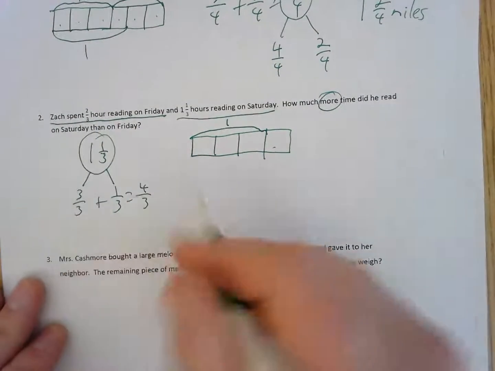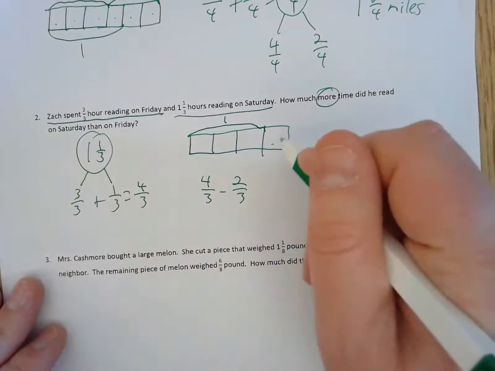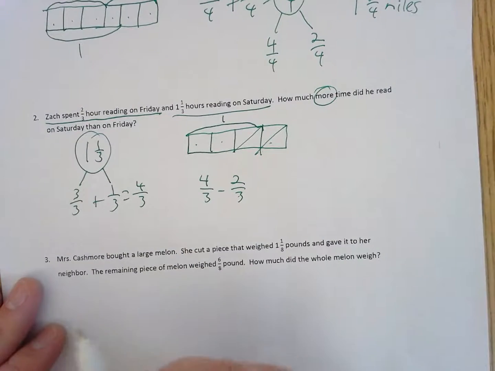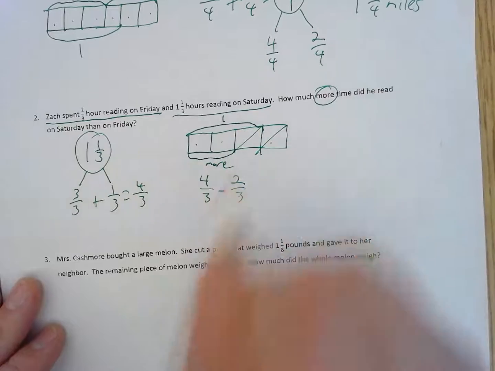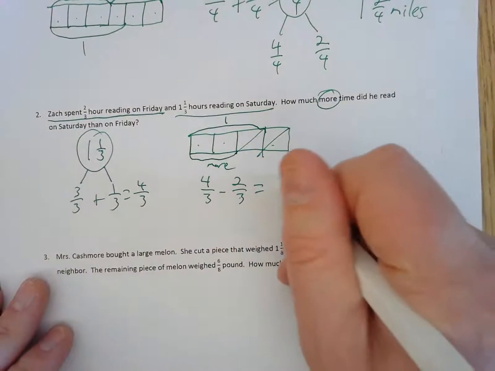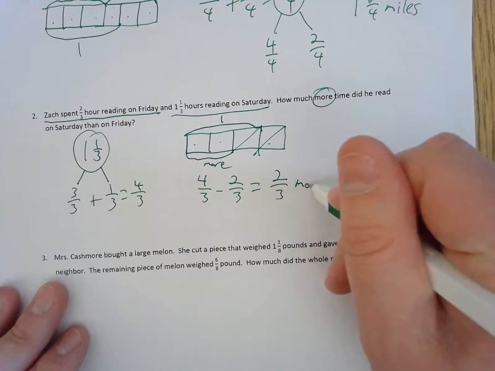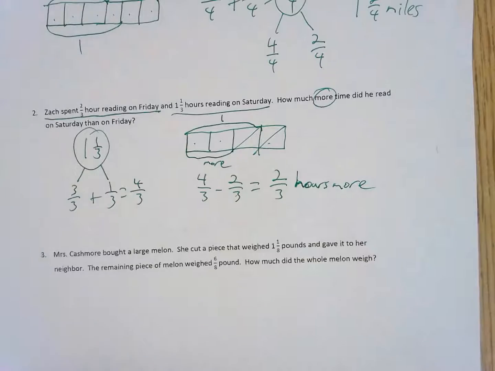So we're trying to find out how much more. So we're actually taking 4/3 minus 2/3. So to get rid of our 2/3, we go 1, 2. And we have 1, 2 left over. So this is how much more. So 4 minus 2 is 2, and we're still dealing with thirds. So 2/3 hours more. That's basically all we're looking for right there.